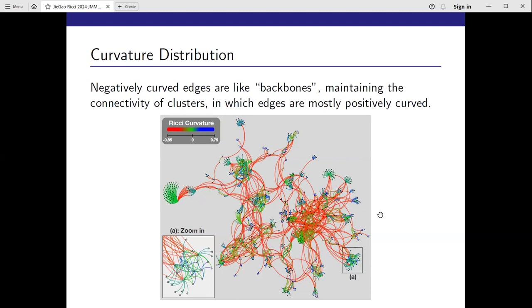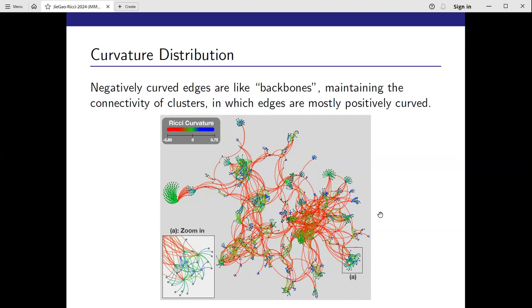So this is the picture of the internet autonomous system network. We calculate curvature for all of the edges, and then color the edges: the red edges have negative curvature, the blue edges have positive curvature, the green edges have curvature roughly 0. As you can see, there are local networks that are positively curved, and these are connected to each other through negatively curved edges. And these negatively curved edges are mostly the backbone edges.